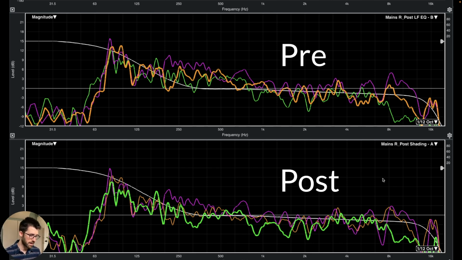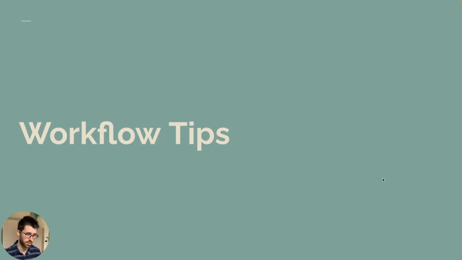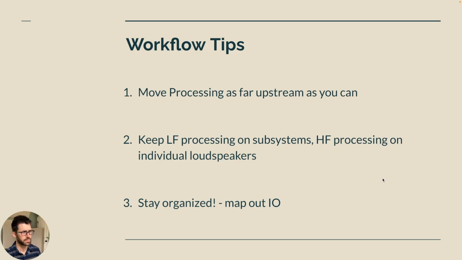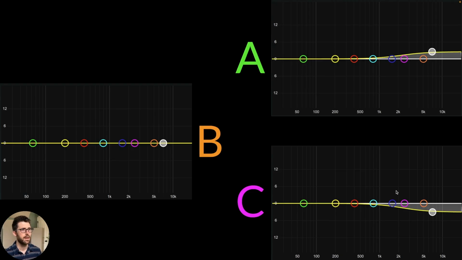And so that means I need to push my processing as far upstream as I can. So that's some workflow tips we'll talk through. Moving the processing as far upstream as you can means you're not having to double up. Again, on tier three, if I would have put a high pass filter on A and B and C, I could have just done that at tier two. I don't want to have to double it up, and I know that's going to be consistent across the entire line array. So let's move that up to tier two.